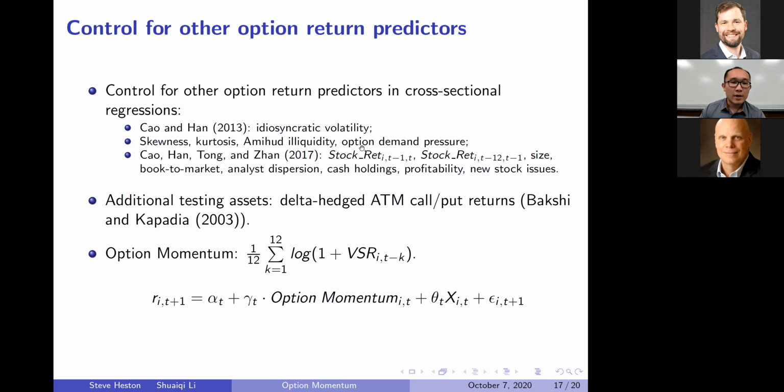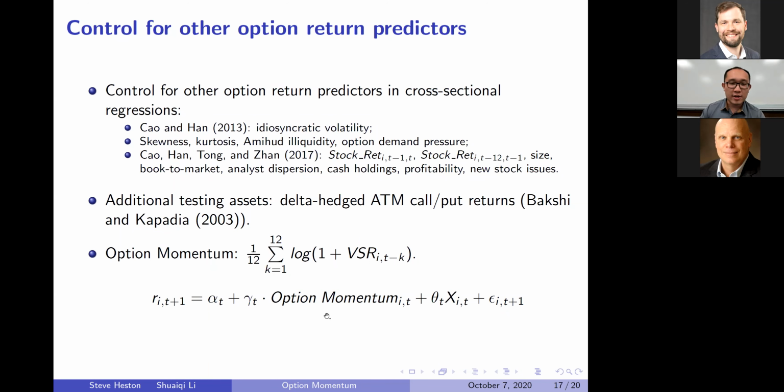Okay. And we also include other characteristics like the past stock returns, size, book to market, and other characteristics. So to make sure that the result is not unique to the newly constructed VIX portfolio in this paper, we use an additional testing asset, which is the delta hedged at-the-money call or put returns, constructed following Bakshi and Kapadia 2003. Okay, the option momentum is still the average past 12 months log variance swap return.